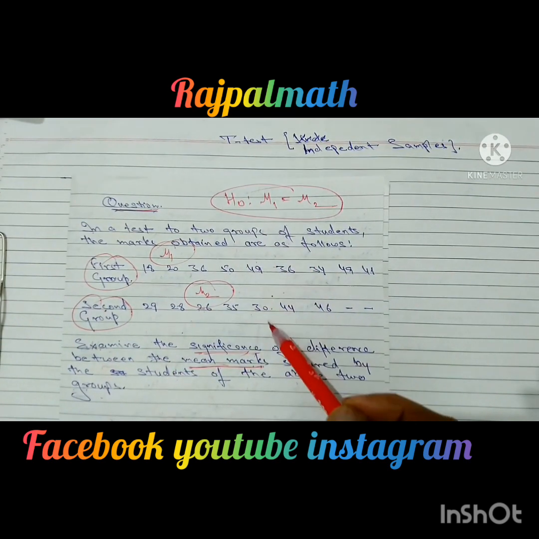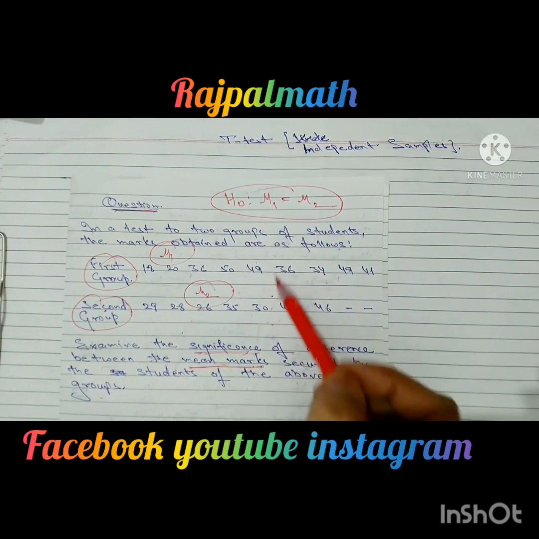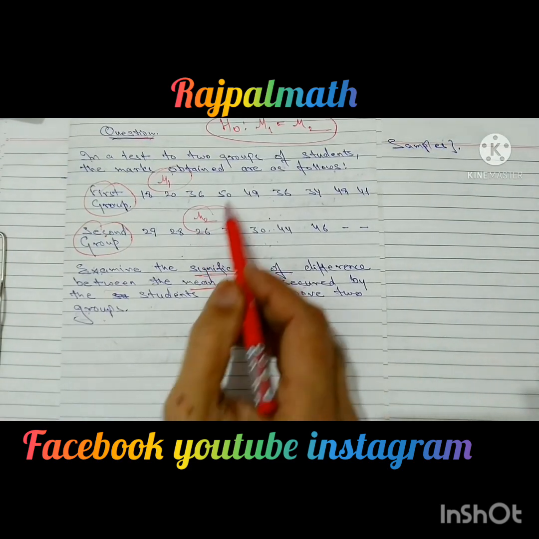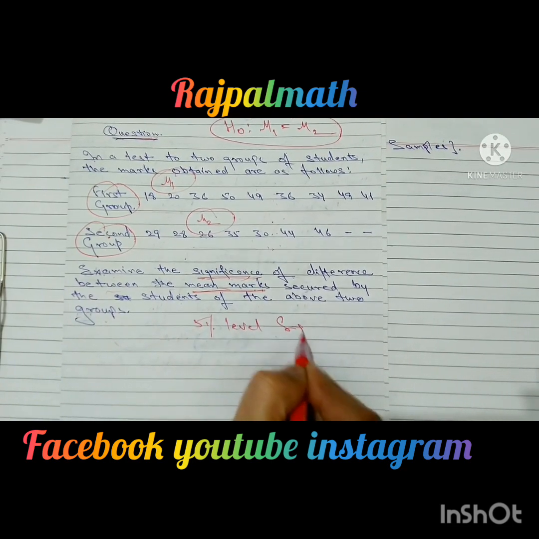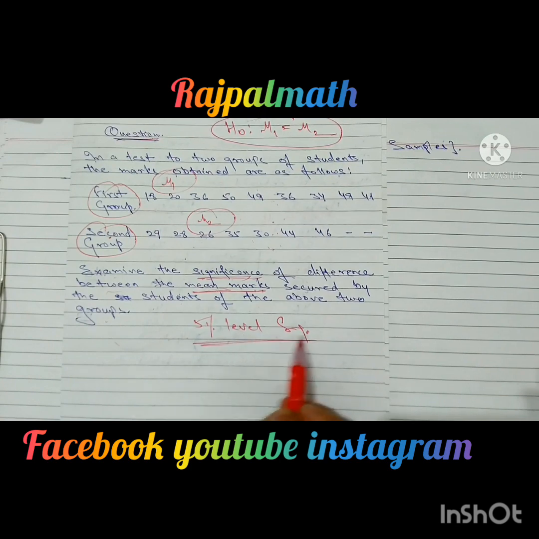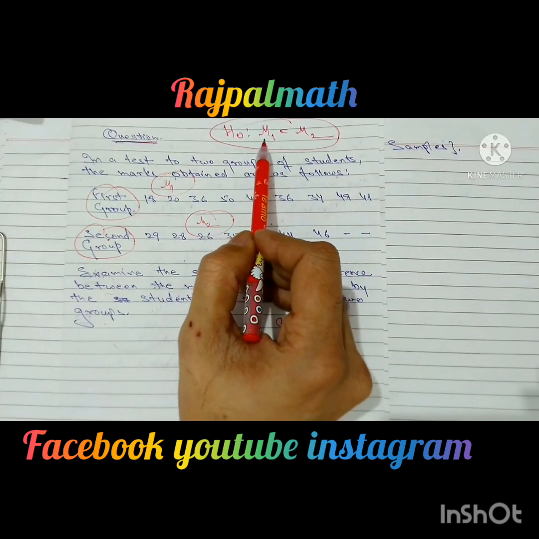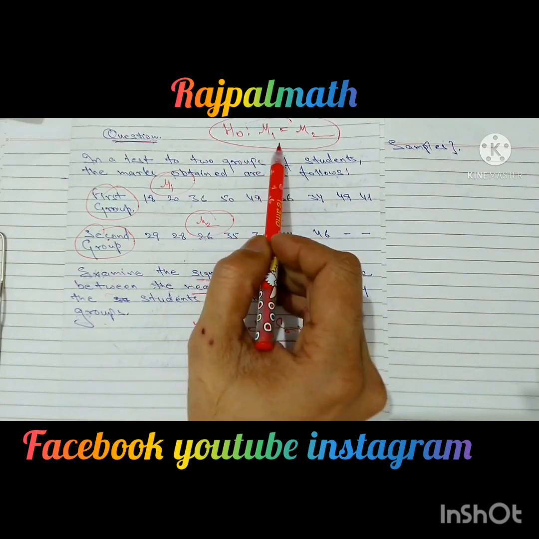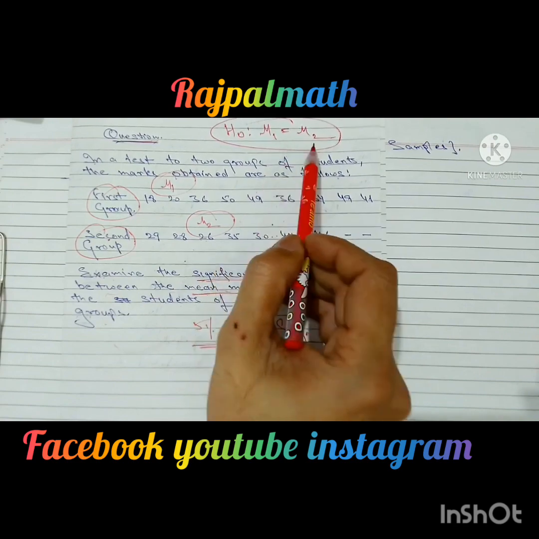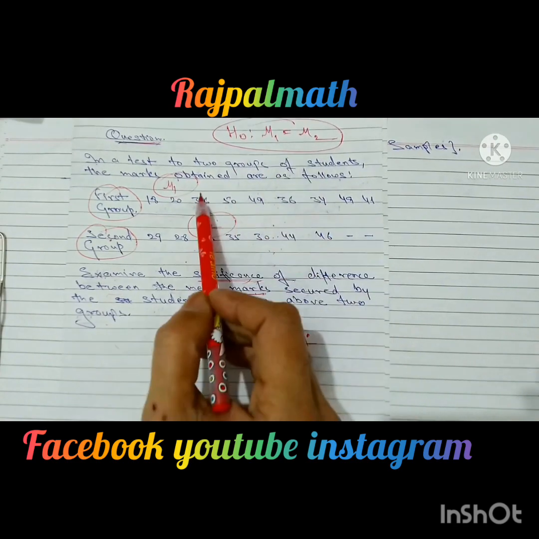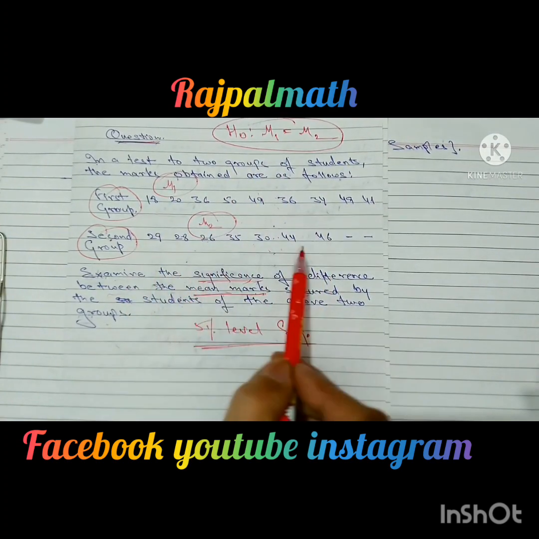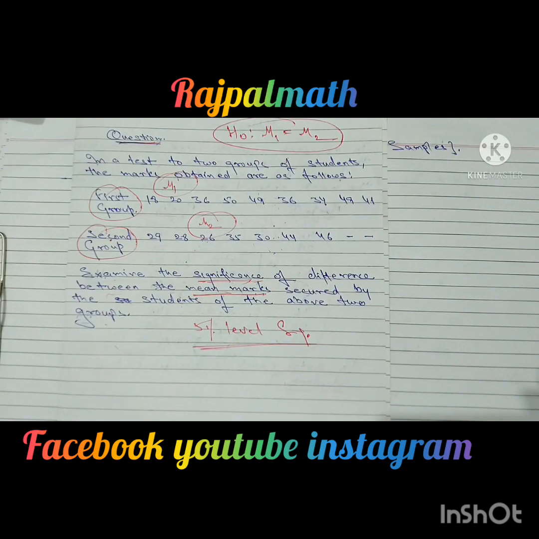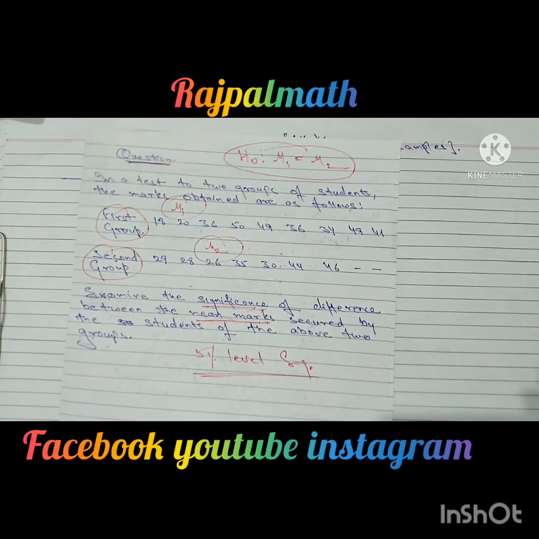There is no significant difference in the mean marks of two groups. We will check this at 5% level of significance or 95% confidence level. So our null hypothesis is there is no significant difference between mean marks of two groups, where mu 1 is mean of group 1 and mu 2 is mean of group 2. First we will apply t-test over here.